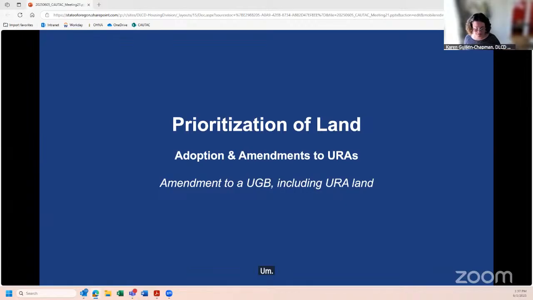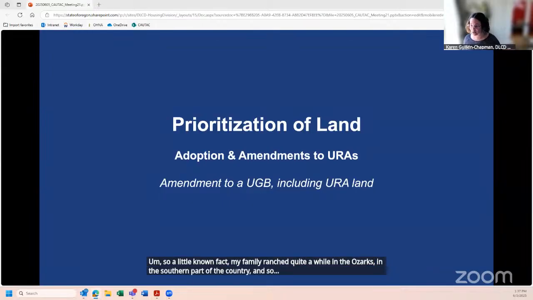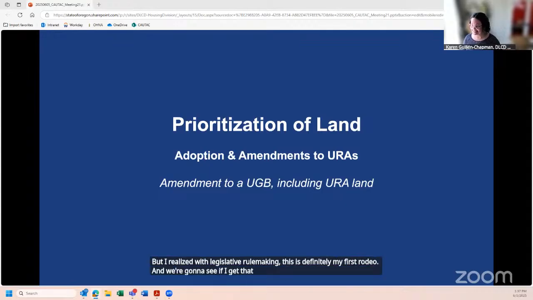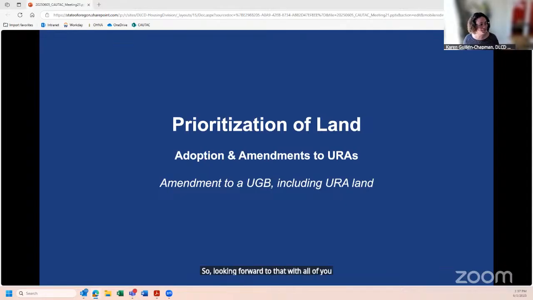Little known fact, my family ranched quite a while in the Ozarks in the southern part of the country, and so many a rodeo and livestock auction I have been to. But I realized with legislative rulemaking, this is definitely my first rodeo. We're going to see if I get to stay on 8 seconds or if I get bucked off real soon, because I think today we're going to have some real robust conversation. So looking forward to that with all of you. The sun is out and we will dig into it.